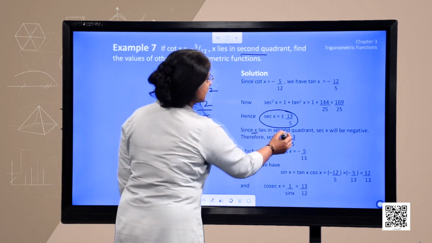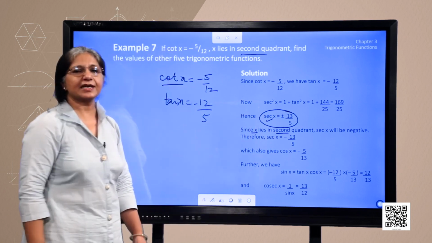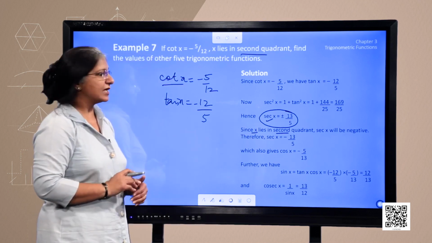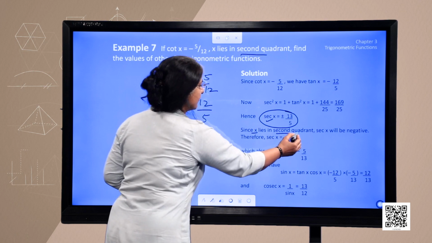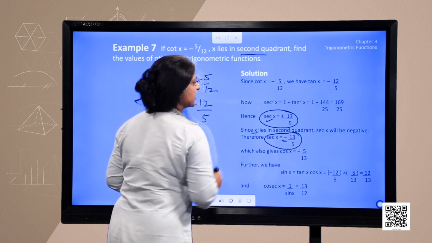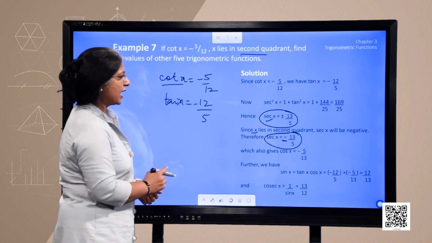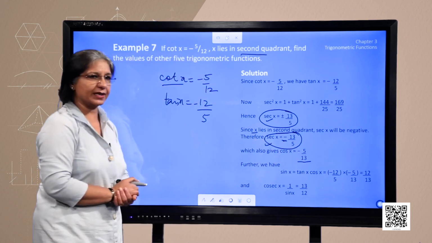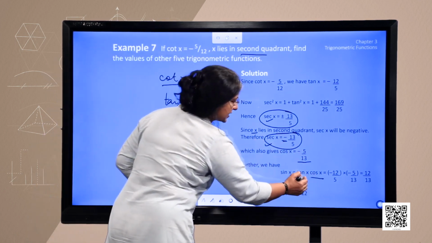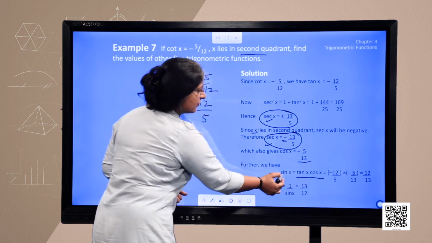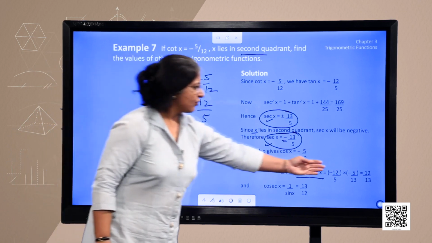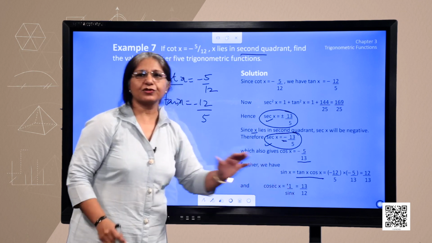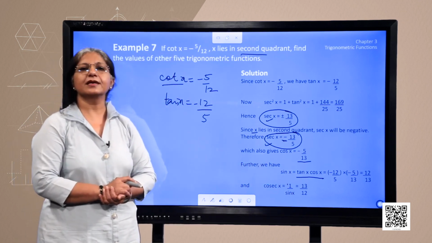Now, since x lies in the second quadrant, we need to decide whether secant is positive or negative. Secant is the reciprocal of cos, and cos is negative in the second quadrant. Therefore, for secant also we take the negative sign, and we will ignore the positive value. When we know the secant, its reciprocal will give us cos, that is minus 5 by 13. Applying the values of tangent x and cos x, finding their product, we will get the value of sin x, which is 12 upon 13, and cosec x is the reciprocal of sin x. Therefore, the value of cosec x is 13 by 12.